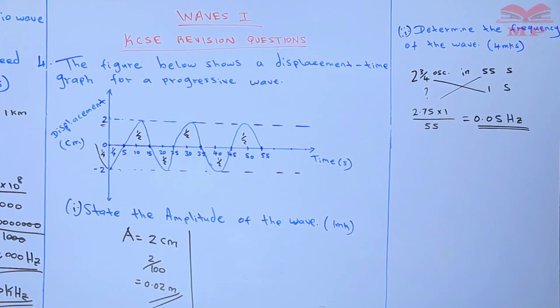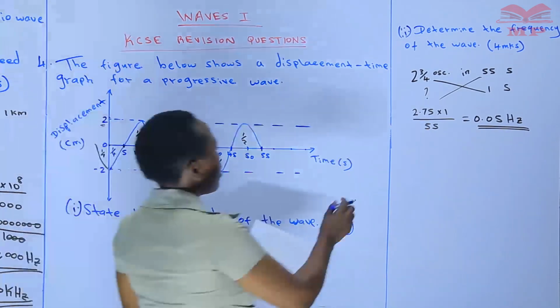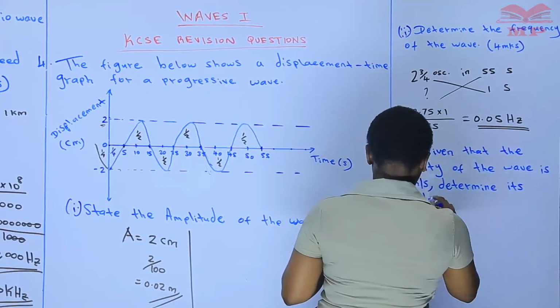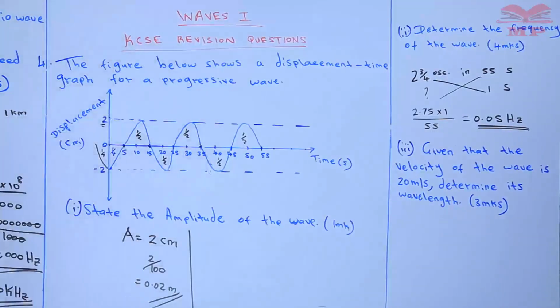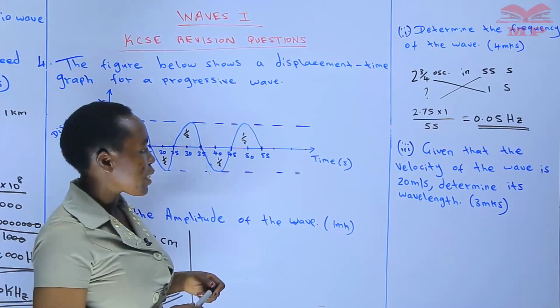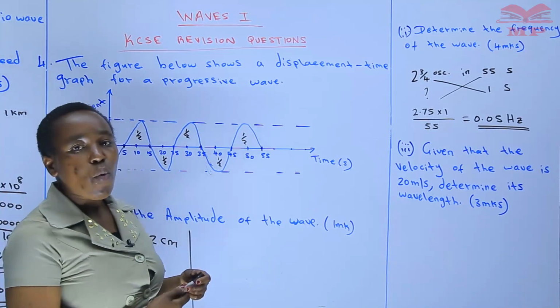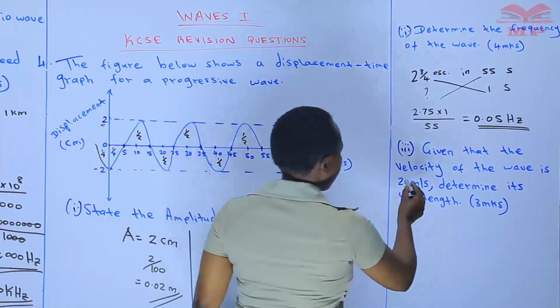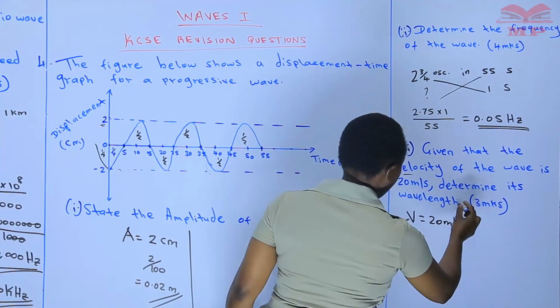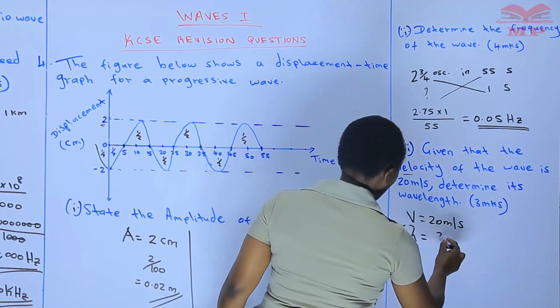Part 3 of the question, which is the last part of this question. So that is the other part of the question. We are told that given that the velocity of the wave is 20 meters per second, determine its wavelength. So in this, given that the velocity is 20 meters per second, determine the wavelength of the wave.